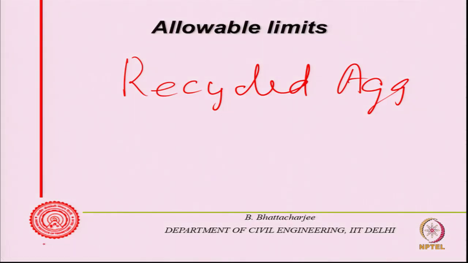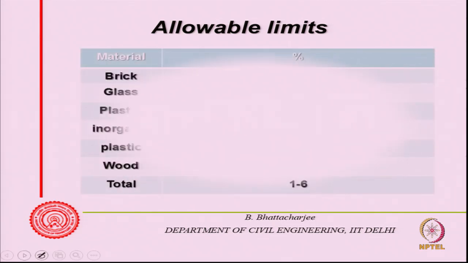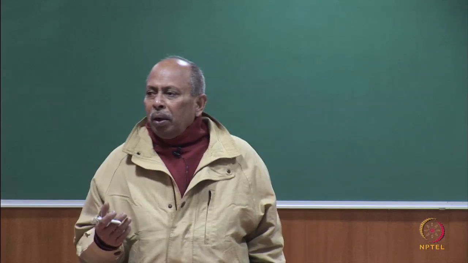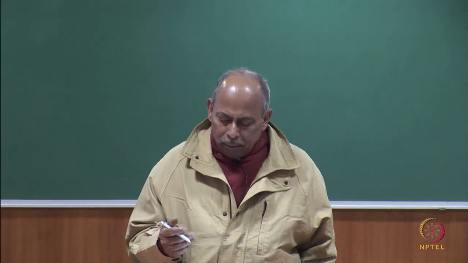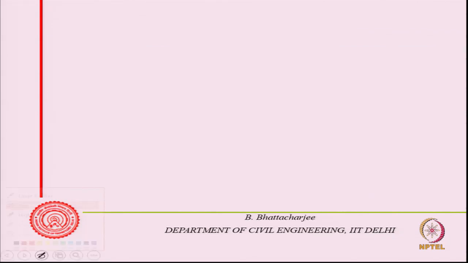What we were looking at the last time is the allowable limits for certain things. For example, this is the Japanese standard: brick, maximum 2 to 5%, right? I mean brick in the demolished waste, demolition waste; glass 0.1; plaster, etc., inorganic, plastic, wood, and not more than 6% total, all such material, right? Not more than 2% all such materials.